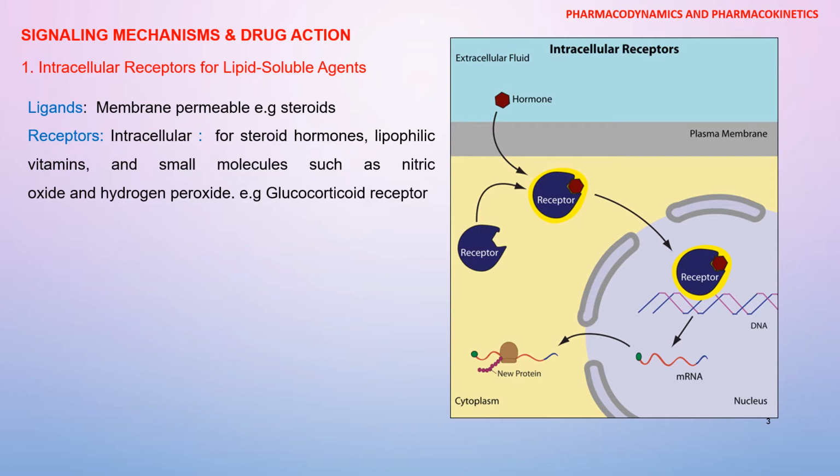Signaling mechanism in case of intracellular receptors. The intracellular receptors are located inside the plasma membrane. Hence, the substances or ligands that need to bind to these receptors should be able to move across the lipid bilayers, as shown in the adjacent figure. Examples of such lipid-soluble substances are steroid hormones, vitamins, and small molecules such as nitric oxide and hydrogen peroxide.